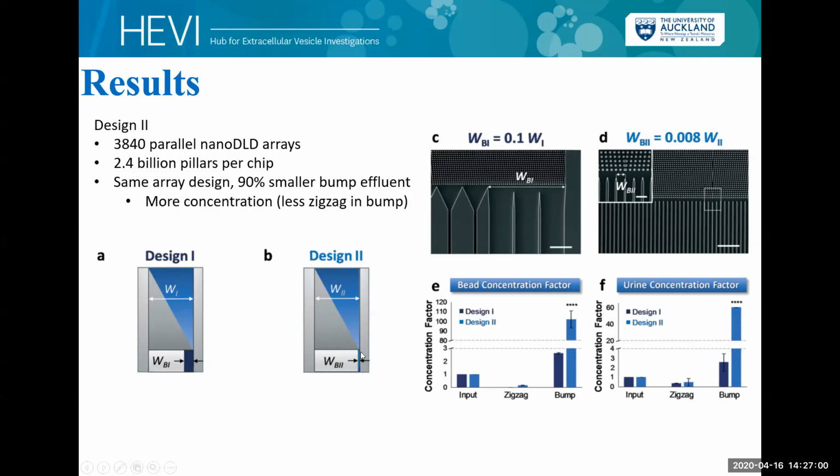So in the second design, they shrunk that effluent channel for everything that got bumped. So this is the EV collection to a much smaller effluent channel, which means that it's not getting diluted very much. They also redesigned the chip a tiny bit to be able to fit more arrays on there. On a single chip, there are 2.4 billion pillars, which is kind of a crazy number, but that's the power of micro and nanofabrication. And they shrunk that effluent by 90%, which gave them a much higher concentration, which you can see over here.